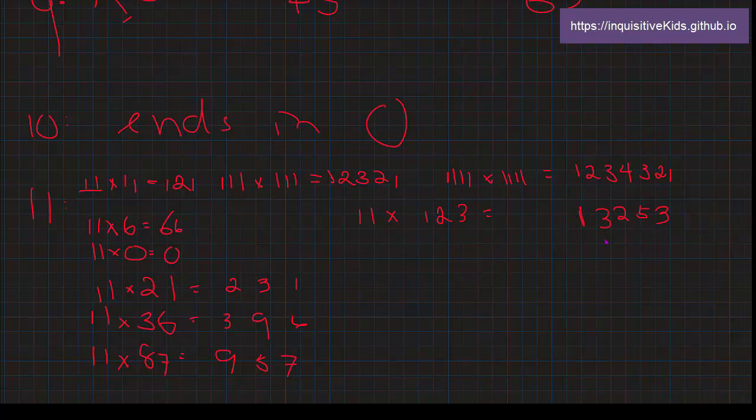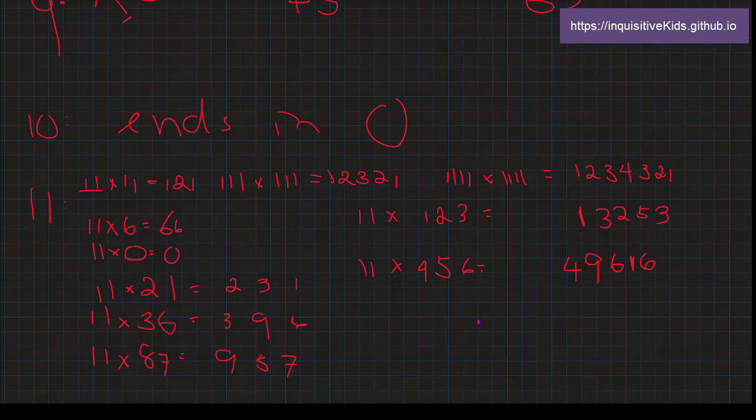Okay, ends in 1. Another example, 11 times 456. Okay, I'm going digit by digit here. So it ends in 6. 6 plus 5 is equal to 11. 1, carry that 10 to the next place. That makes the 5 a 6. And then 5 plus 4 is 9. Okay, and it starts with 4. So this is the rule of 11.